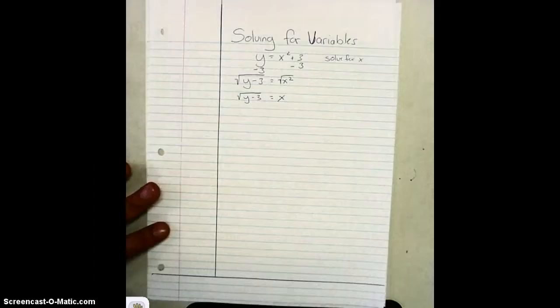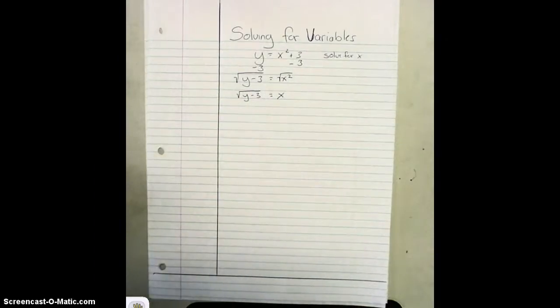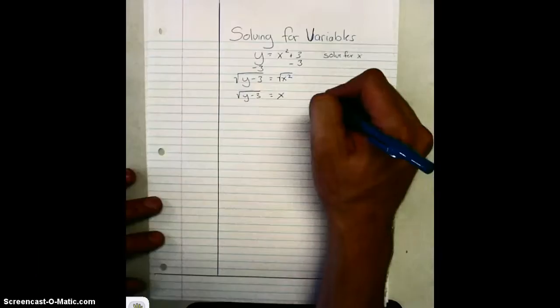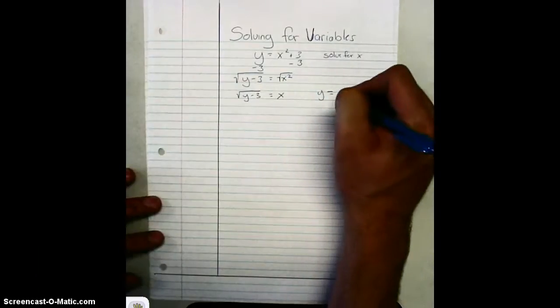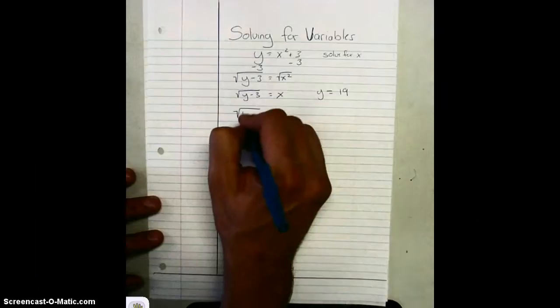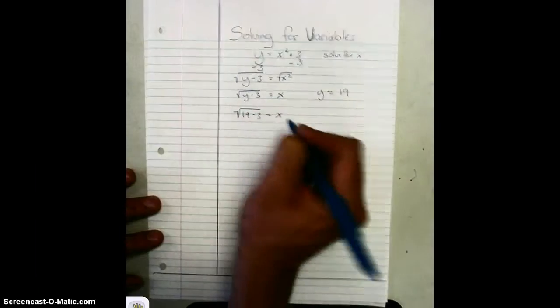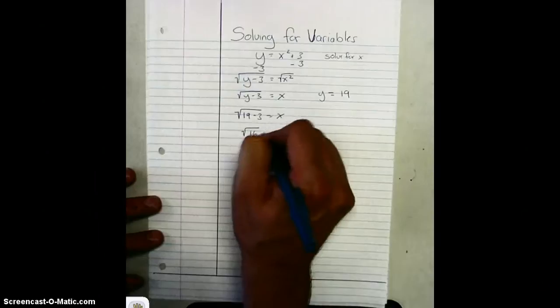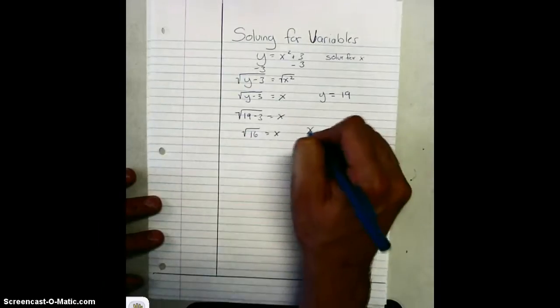And what typically happens in a lot of math problems is we plug in a number for y. What if y equals 19? Okay, so we plug 19 in for y. 19 minus 3 equals x. The square root of 19 minus 3. And then we have the square root of 16 equals x, and we get our final answer as x equals 4.